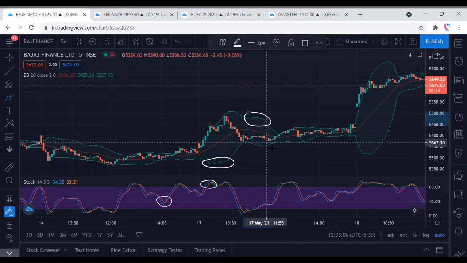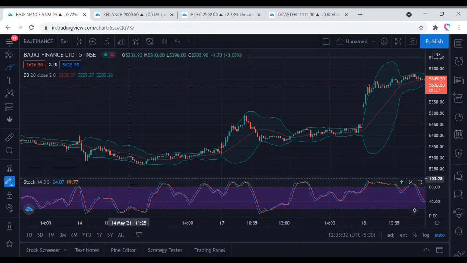So to get signals and trades from this strategy, there needs to be a confluence of signals from both stochastic and Bollinger Band. So if there is a buy signal from stochastic and a buy signal from Bollinger Band, then only we'll be buying. And if there is a sell signal from stochastic and a sell signal from Bollinger Band, then only we'll be selling.